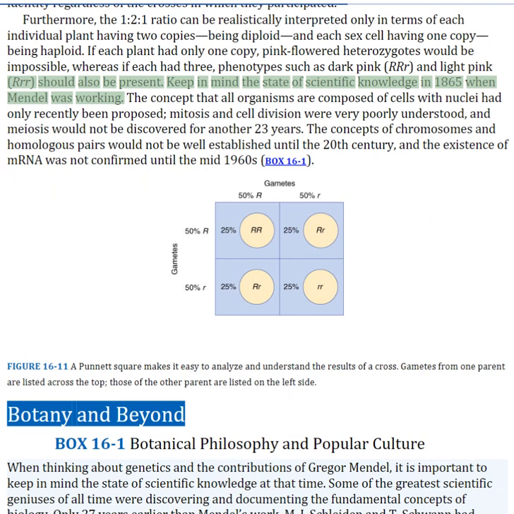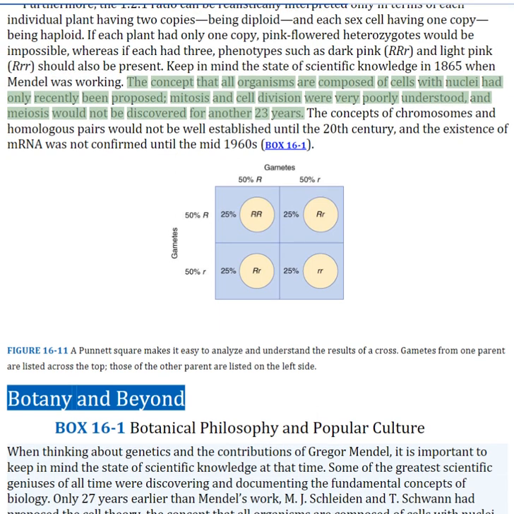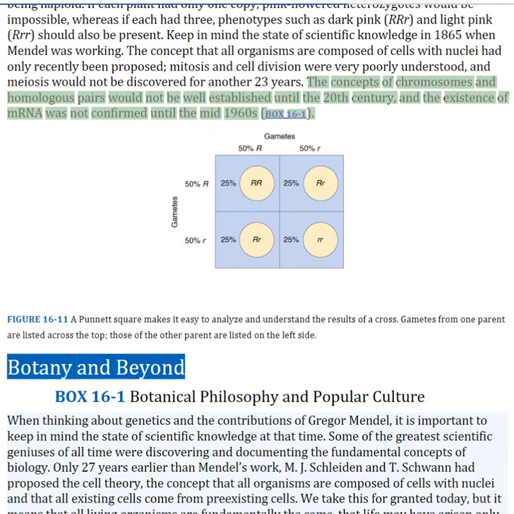Keep in mind the state of scientific knowledge in 1865 when Mendel was working. The concept that all organisms are composed of cells with nuclei had only recently been proposed. Mitosis and cell division were very poorly understood, and meiosis would not be discovered for another 23 years. The concepts of chromosomes and homologous pairs would not be well established until the 20th century, and the existence of mRNA was not confirmed until the mid-1960s.